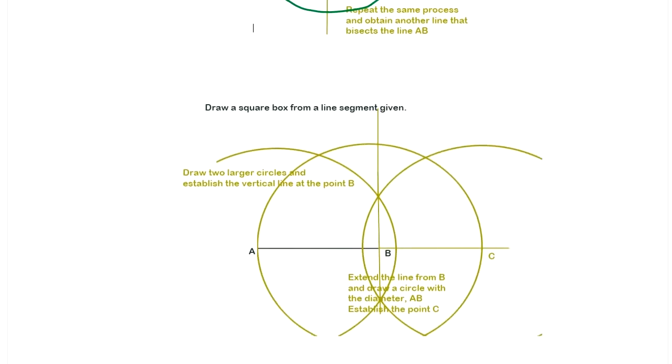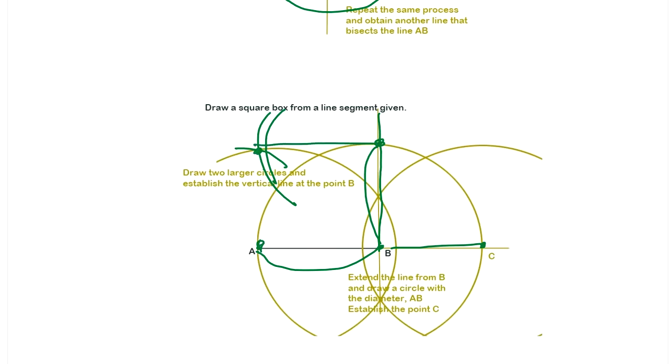Okay, draw a square box from a line segment given. So what you do is, this is a segment, and you draw the circle here and extend the line. So extend this. Now we take B as a midpoint, draw the line. So that's the perpendicular line, and this is going to be same as this, right? Okay, so from here we draw another the same radius from here and here. This is going to be a square.